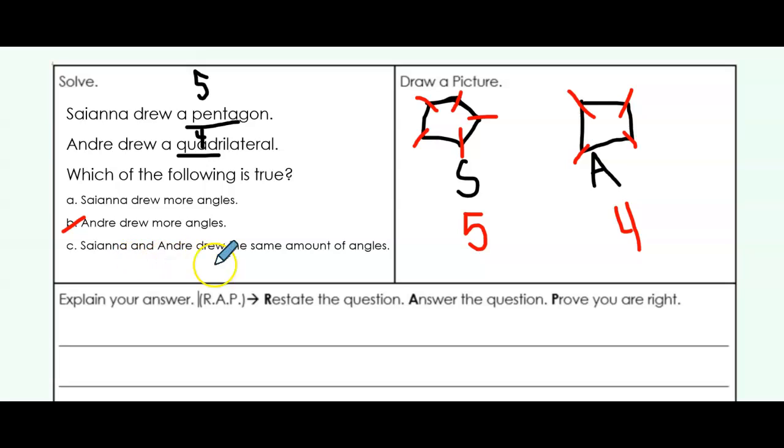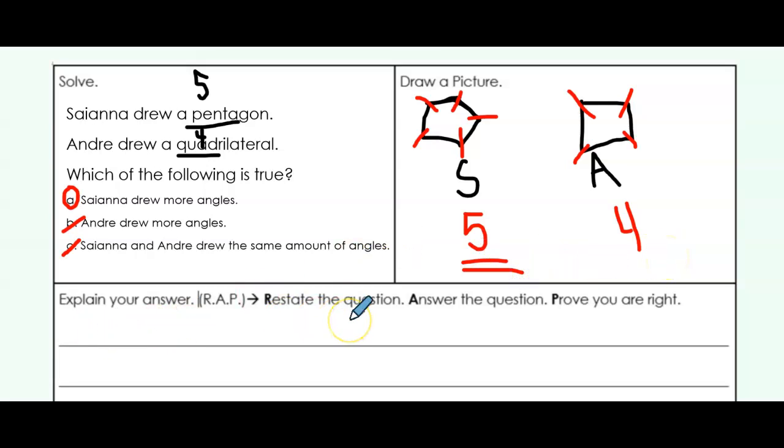C says, Sayana and Andre drew the same amount of angles. Is that true? Is 5 equal to 4? No, that's not true. Slash the trash. Now we can circle the best answer last. Sayana drew more angles than Andre.